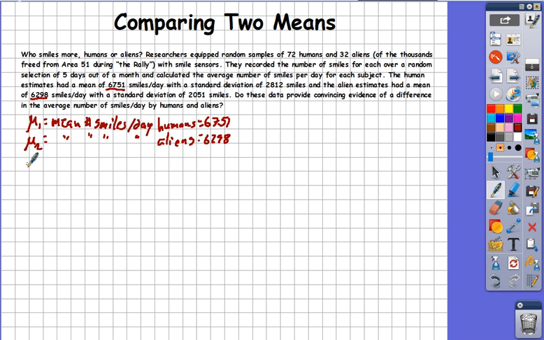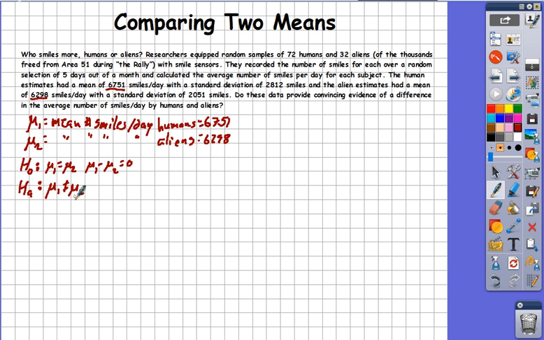Now, what are our hypotheses? We have the null hypothesis, which is that there would be no difference. That mu sub 1 is equal to mu sub 2, or in other words, mu sub 1 minus mu sub 2 is equal to 0. So again, we get the alternative hypothesis, and that is that it is different. Mu sub 1 is not equal to mu sub 2.